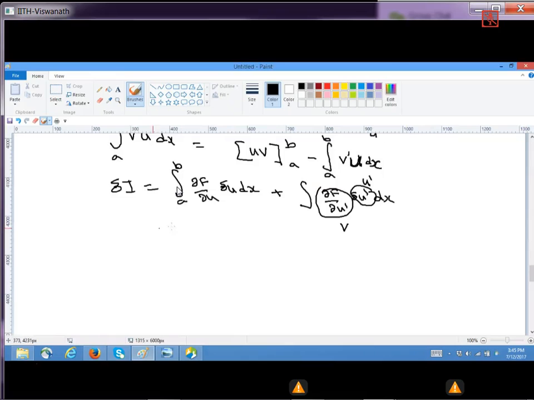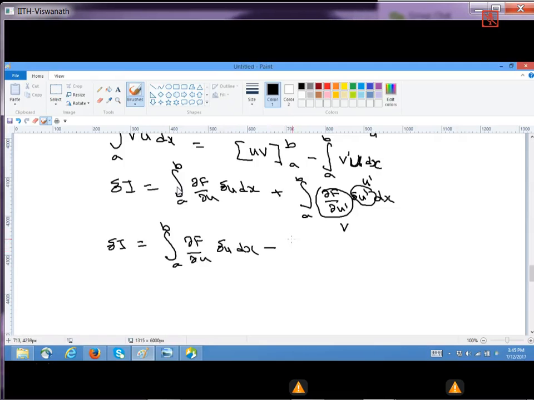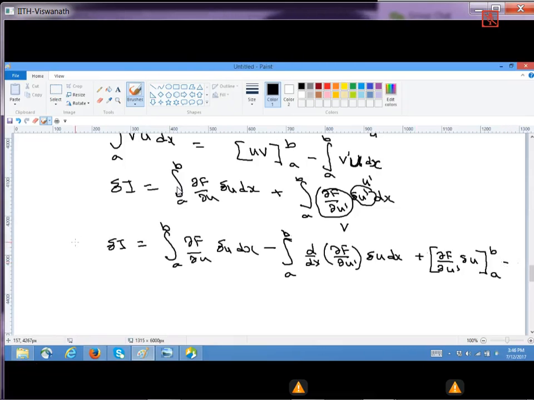So then I can write the first term remains same as it is, but the next one will become integral of d by dx of ∂f/∂u' times δu dx from a to b, plus ∂f/∂u' δu from a to b equals a to b. Anyway, we know that this has to be equal to 0.